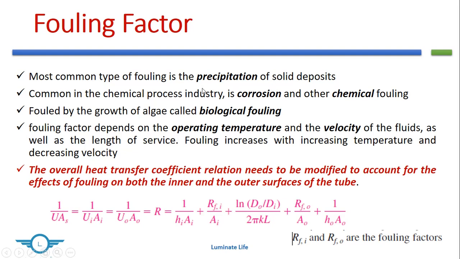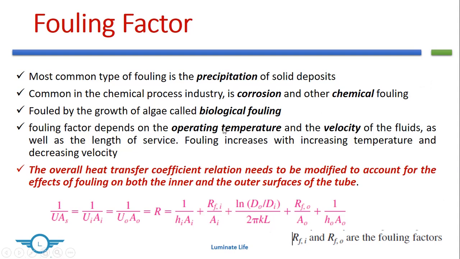Now there are different types of fouling. The most common is due to precipitation of solid deposits, but depending on the application, like in the chemical process industry, corrosion and chemical fouling are also found. In some cases where we are transferring water, there is something called biological fouling, where certain algae develop on the surface of the heat exchangers. Fouling depends mainly on two factors: the operating temperature and the velocity of the fluid. When the temperature increases and velocity decreases, the tendency of fouling also increases.